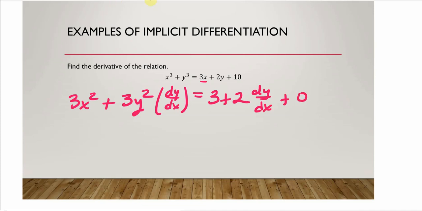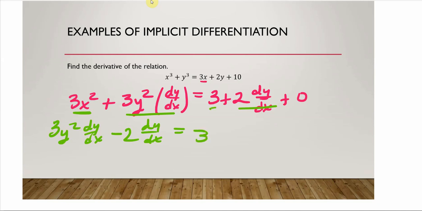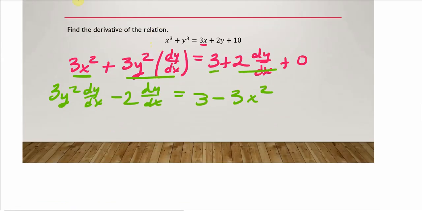Now, in this scenario, I have a dy/dx on the left side and a dy/dx on the right side, so I'm going to move them to one side. 3y squared dy/dx minus 2 dy/dx, and this term didn't have a dy/dx, so I'm going to move it to the opposite side: this 3 minus 3x squared. Now, how do I go from two dy/dx's to one dy/dx? I'm going to factor it out. So dy/dx times (3y squared minus 2) equals 3 minus 3x squared.